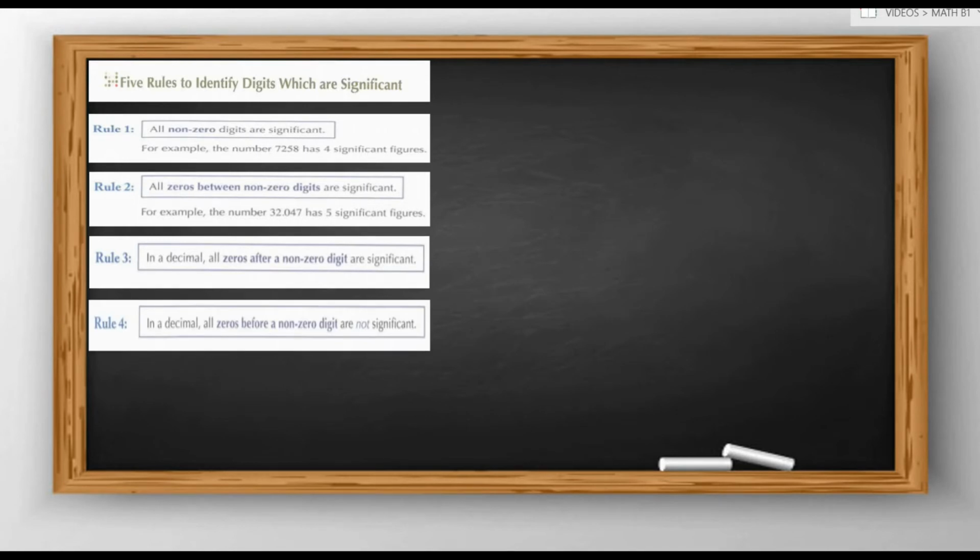Moving on to rule 4. Rule 4 says that in a decimal, all zeros before a non-zero digit are not significant. For example, if you have a question 0.004, then the first, second and third zero won't be considered as significant, and in this case you will only have 1 significant figure, which would be the number 4 itself.